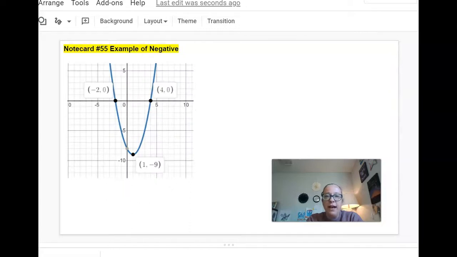All right, note card 55, same graph, but we want to talk about where it's negative. So where is this negative? That's when it's below the x-axis, so it's literally between -2 and 4, and so your answer is parentheses -2, comma, 4. That's it. Now I'm going to explain it with the document camera for sure.